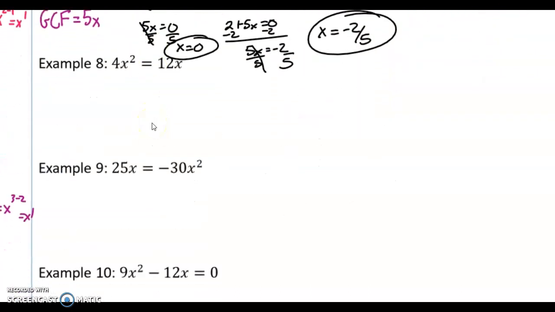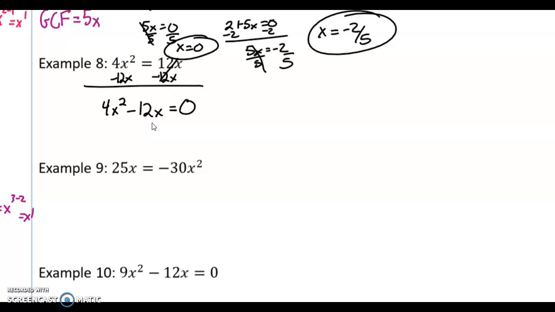Okay, let's look at example 8. First we check, does it equal 0? This does not, so I'm going to subtract 12x to move it to the other side. So I have 4x squared minus 12x equals 12x minus 12x is 0. Now it's equal to 0, so now step 1's good.